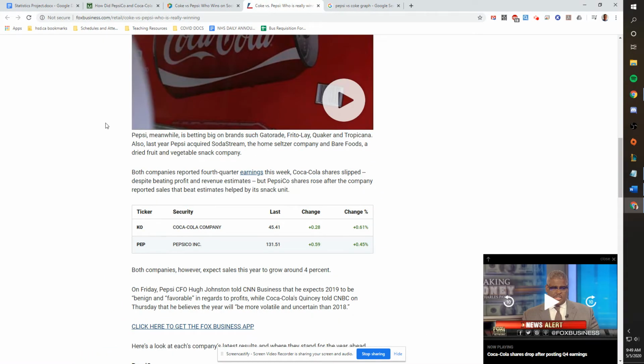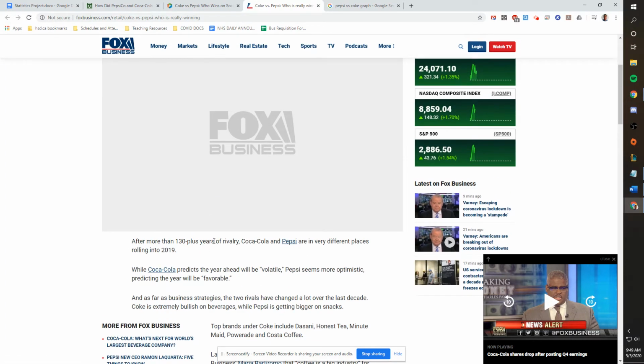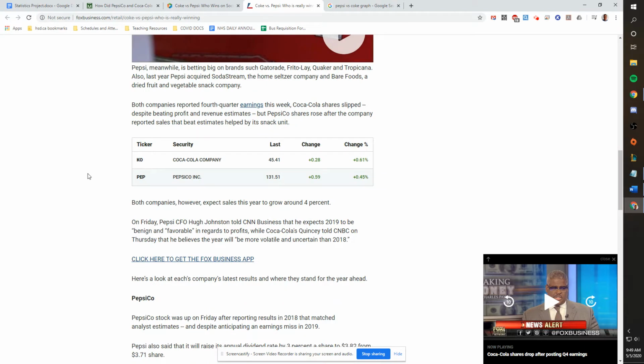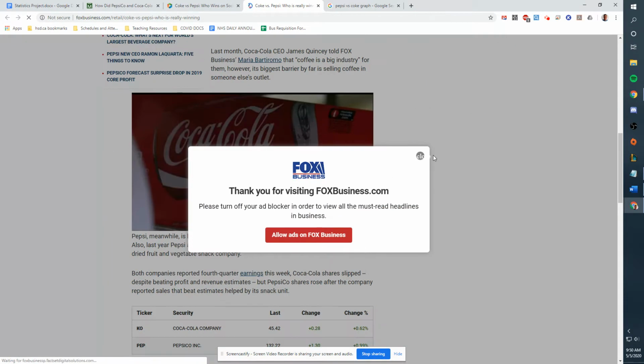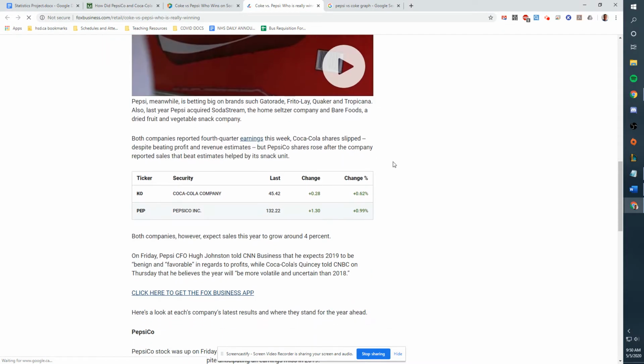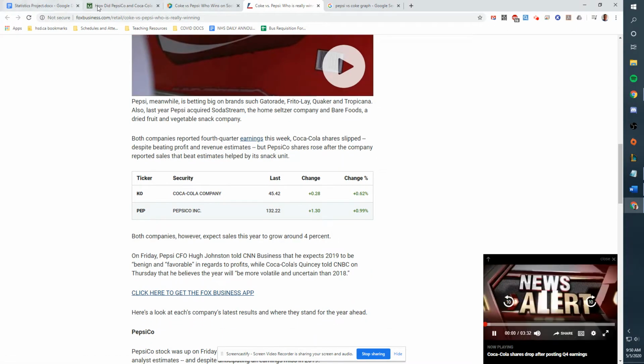And I found foxbusiness.com, which talks about their stock market valuations. So it talks about like what are they doing from 2019 into 2020? What were their stocks at? How much did they change by? Both companies expected sales to grow around 4%. So you're seeing both. No, I don't want to turn on ads. So yeah, both companies are around 4% growth. So I got some information there. So I got 3 good sites.